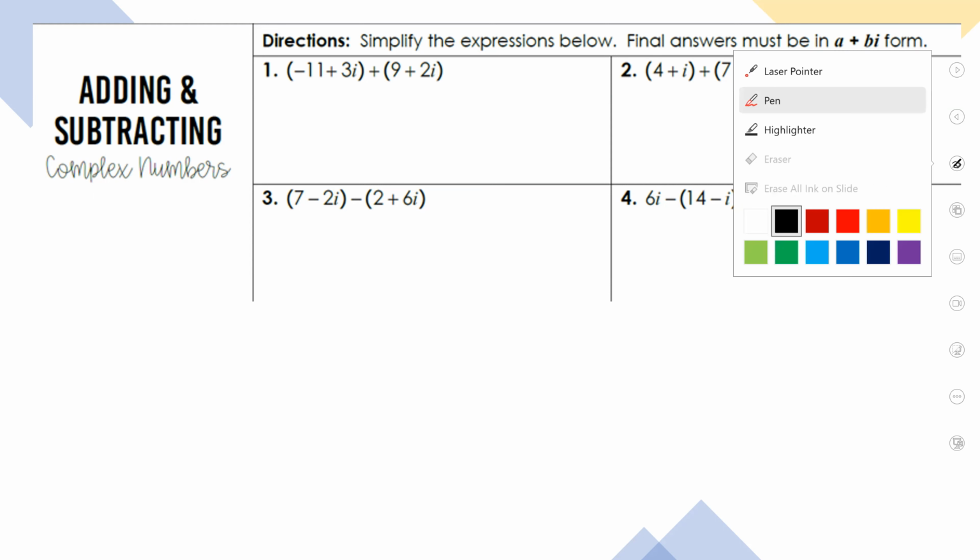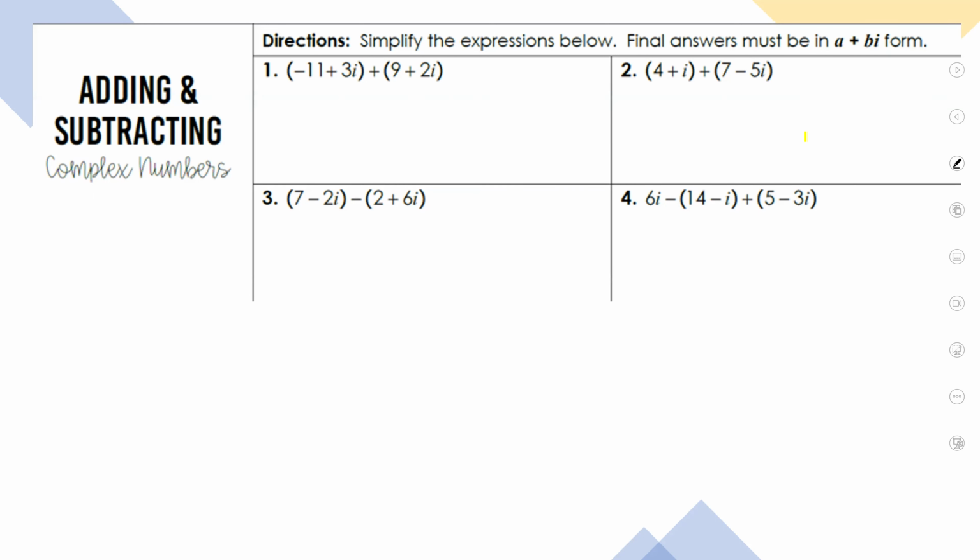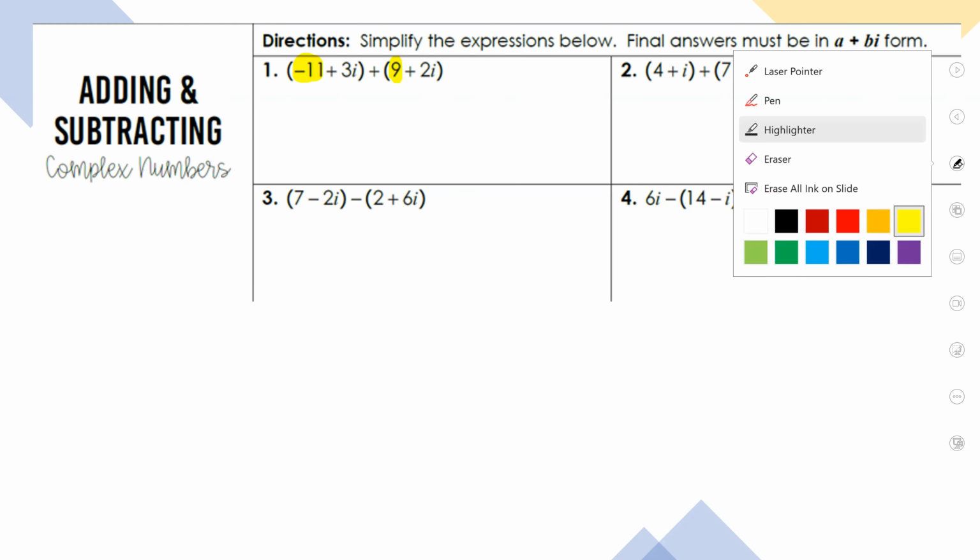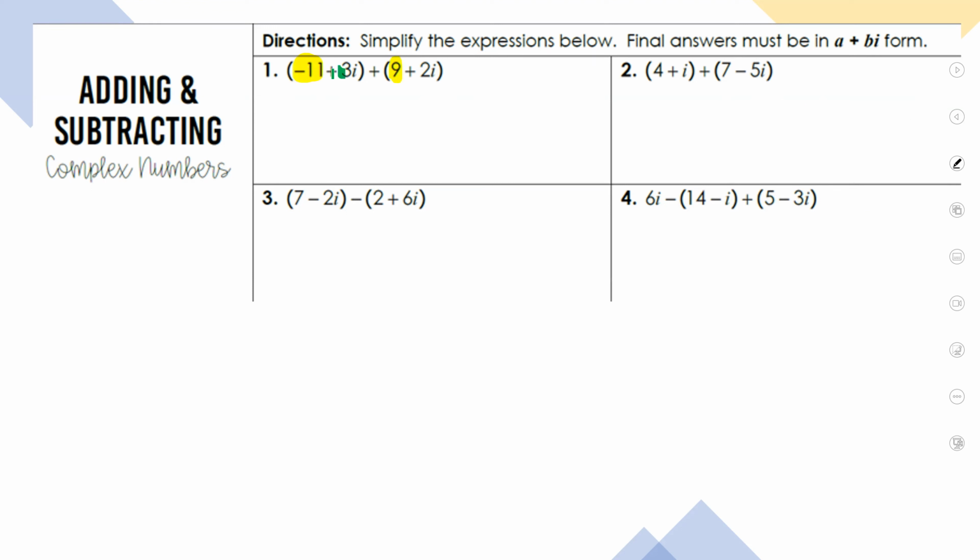So let me highlight what we're combining. Here is the real part, and here is the real part. We're going to combine those together. And then we will combine the imaginary parts, the positive 3i with the positive 2i. So guys, I will do negative 11 plus 9 is negative 2. 3i plus 2i is 5i. So that is my answer.